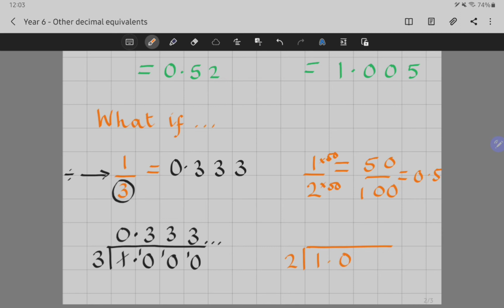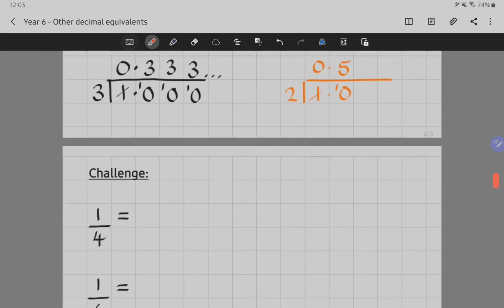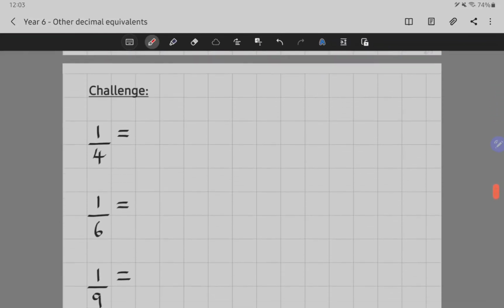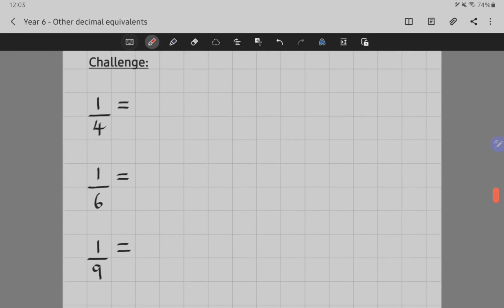2 into 1 doesn't go. Carry the 1. 2 into 10 goes 5 times, 0.5. That's a really important one for us to remember. So, using that method that we've practiced here, have a go at these challenges. Pause the video and have a go.